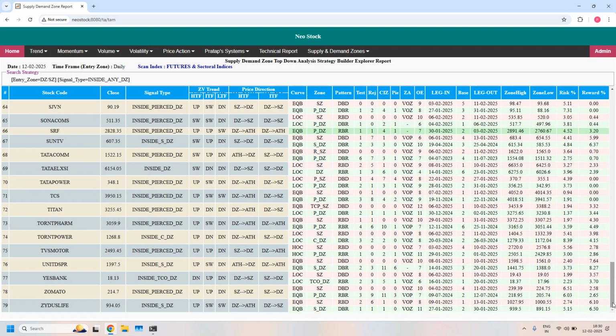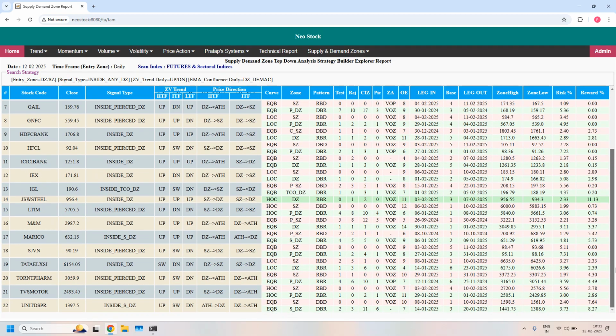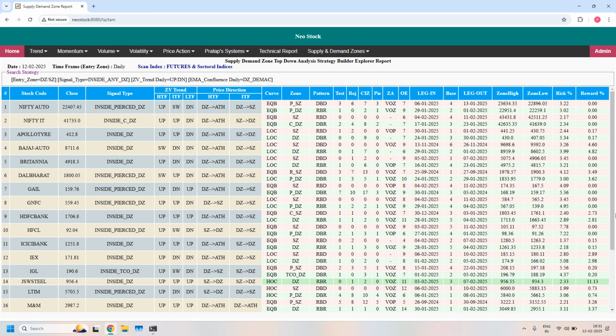Okay, out of these 79, how many daily demand zones are having daily EMA confluence? Let us filter. So EMA confluence at daily time frame, I am enabling the filter. Daily demand zone with daily EMA confluence. Trend on the daily time frame should be either up or down. With these filters, now the list has come down to 22 stocks. So first 16 stocks in the list. Scrolling the list down.